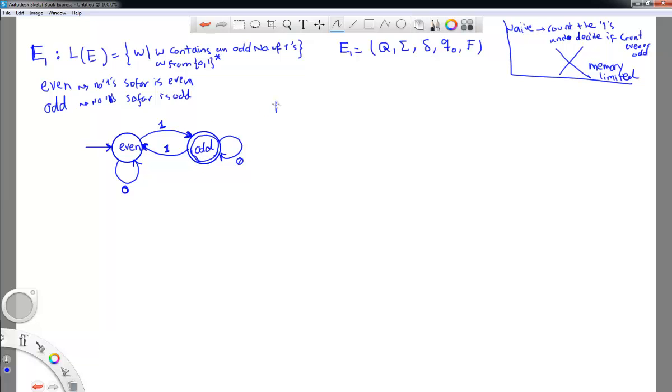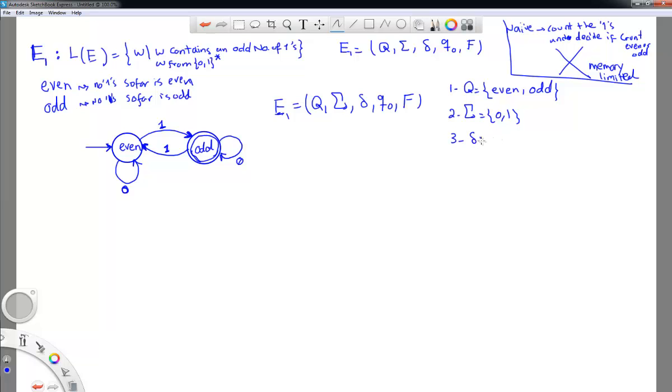So this automaton A sub 1 is my 5-tuple (Q, Sigma, delta, q sub 0, F), where first Q is the set {even, odd}. These are my states. The alphabet Sigma is the finite set {0, 1}.